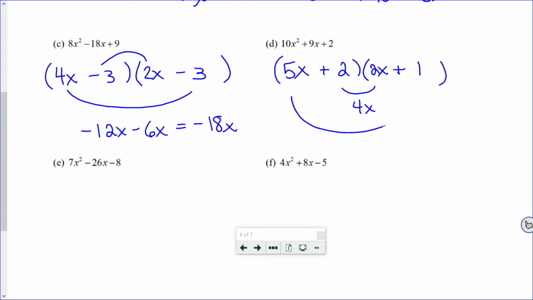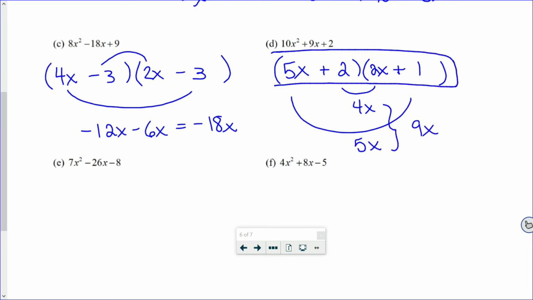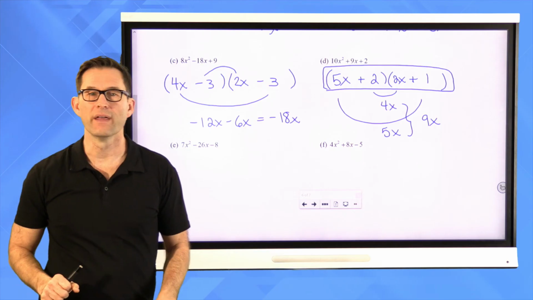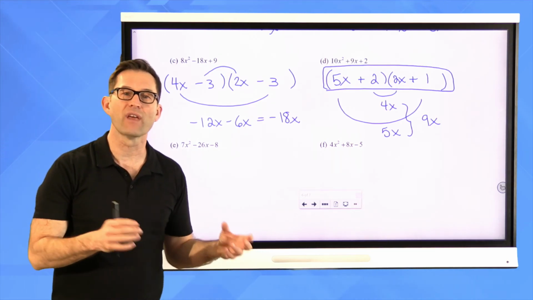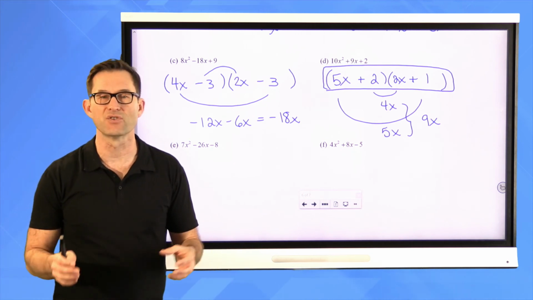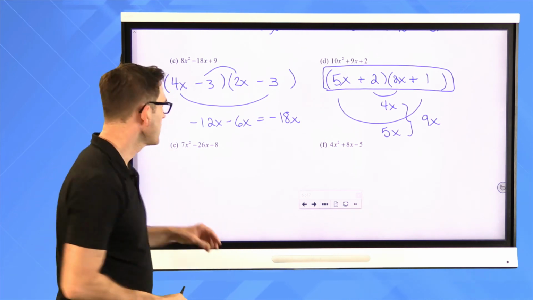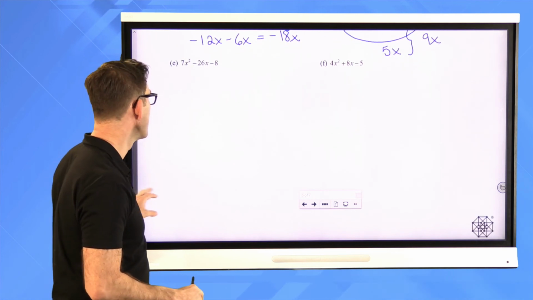4x, 5x, those add together to be 9x, and I've got the right answer. Right? Challenging because the 10x squared could be either 10x and x or 5x and 2x. Let's take a look at one that's not so bad, on the other hand.